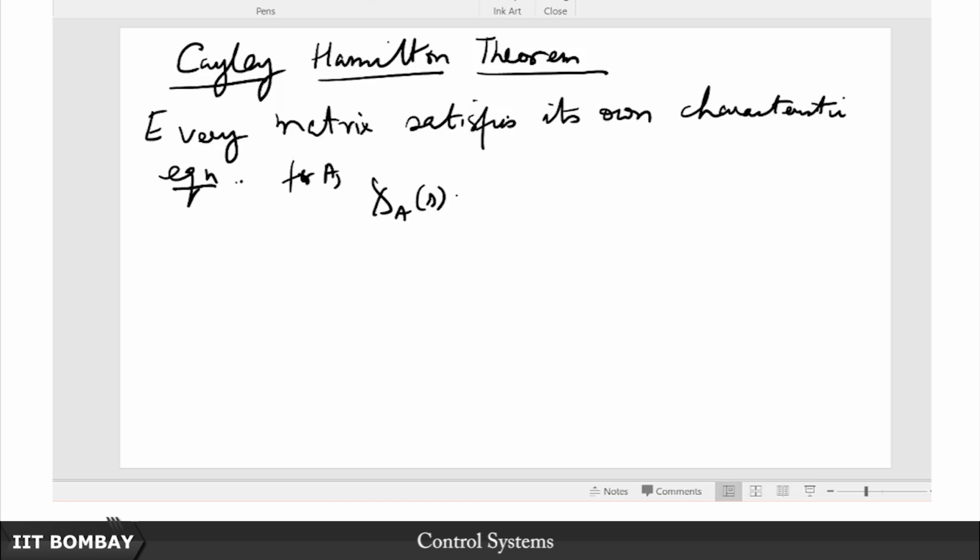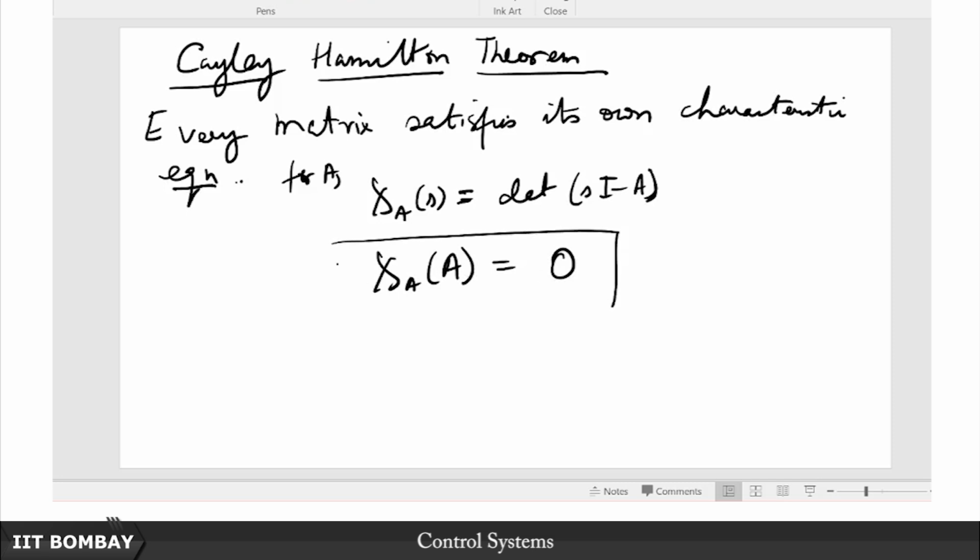chi A of s is equal to the determinant of sI minus A. So of course then if you want to say that the matrix satisfies its characteristic equation, then you have to basically say that in the polynomial you replace s with A and it turns out to be 0. This is what the Cayley-Hamilton theorem says.